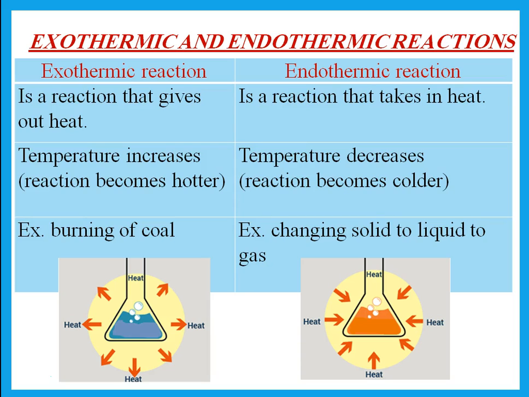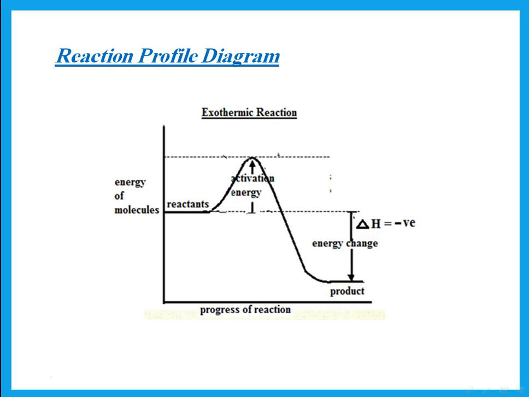So if it says that in a reaction the temperature went up, then it is exothermic. A reaction where the temperature went down or decreased is endothermic. In most cases, when changing from solid to liquid to gas, in order to change a solid to a liquid, I need to give it heat. In order to change a liquid to a gas, I need to give it heat. So these are endothermic changes.